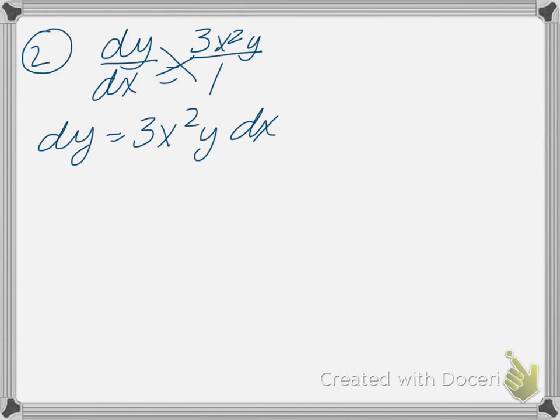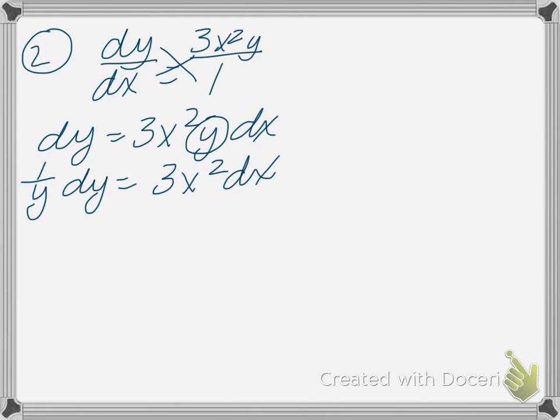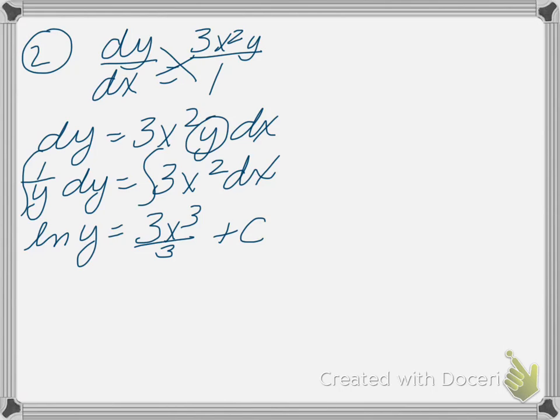Okay, so the next thing you want to do is to take this y and get rid of it, bring it to the other side. So divide both sides by y. And then you want to integrate each side. So the antiderivative of 1 over y is ln y. And then just take the antiderivative and add a plus c.